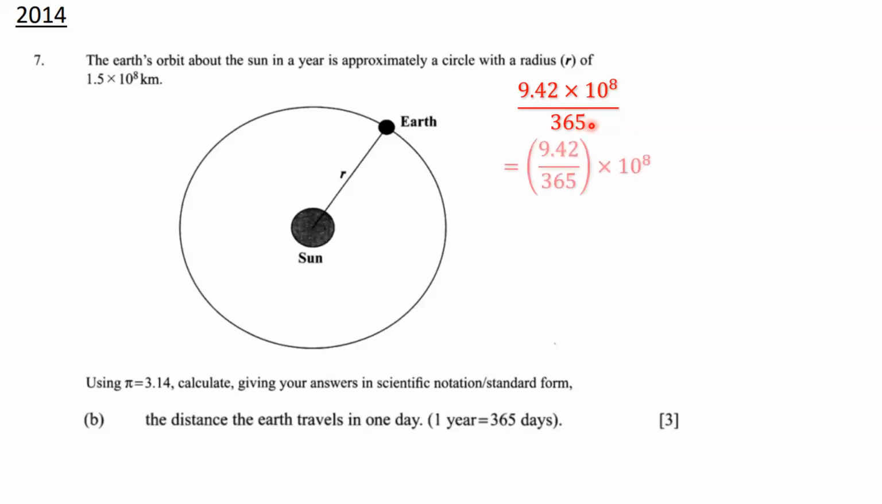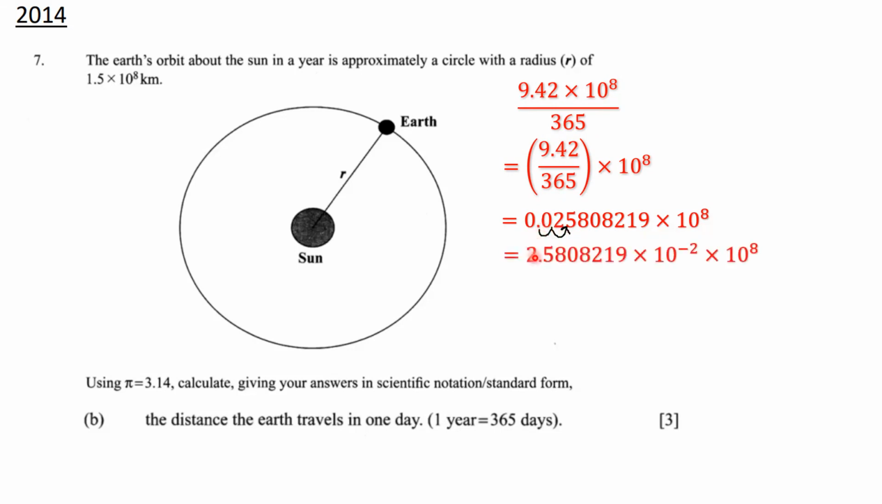So this is the distance for the whole year, and we have 365 days in a year, so we divide them. We're going to take 9.42 and divide it by 365. When we divide 9.42 by 365, we get 0.025808219 times 10 to the 8. We want to express it in scientific notation, so I'm going to move the decimal point twice to the right hand side. And so that means that we're going to have 2.5808219 times 10 to the negative 2.